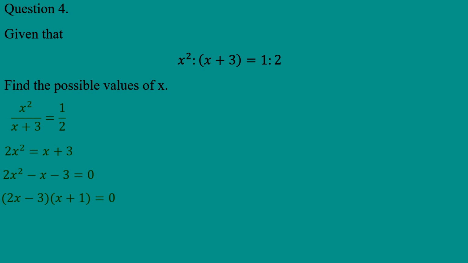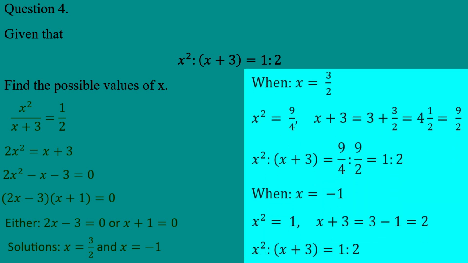Either 2x minus 3 equals 0 or x plus 1 equals 0, giving us two solutions, x equals 3 over 2 and x equals minus 1. To check your solutions, substitute each value into the given ratio to satisfy yourself that each solution gives the correct ratio.